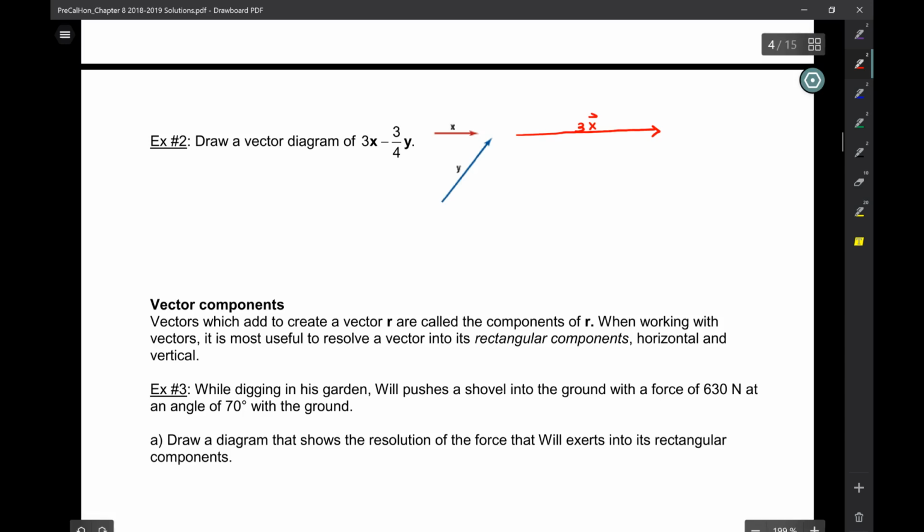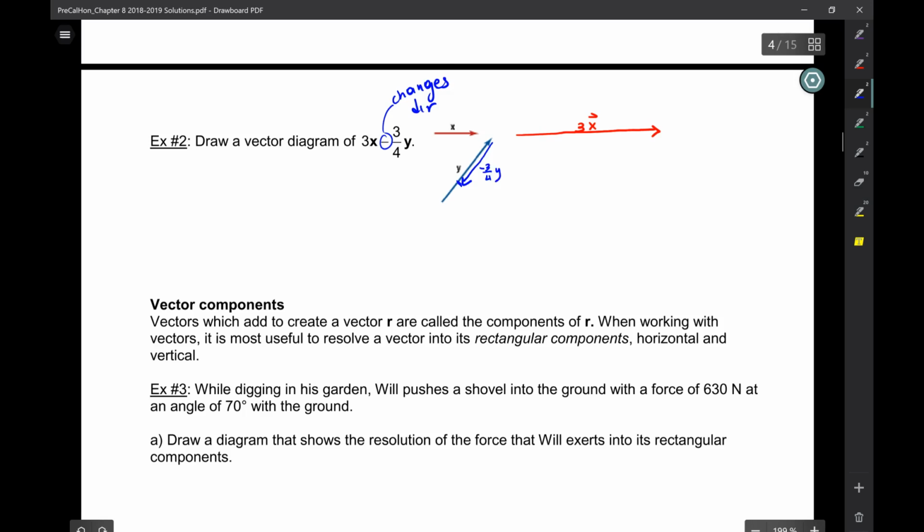What's negative 3/4 y going to look like? Well, if it's negative, it's got to change direction. And it's 3/4 of the length. 3/4 of the length is about yay big, right? So that's negative 3/4 y.